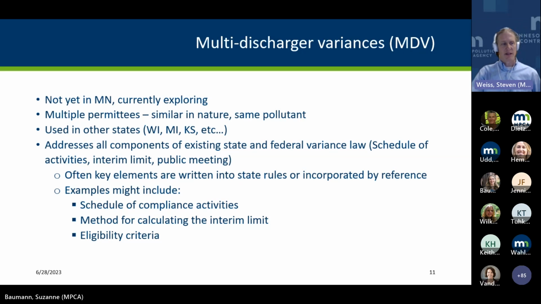Often these key elements are written into state rules or incorporated by reference. Examples of those components, again, are schedules of compliance activities, methods for calculating the interim limit, and perhaps eligibility criteria.